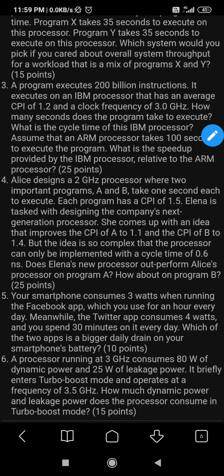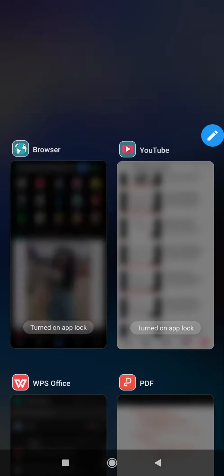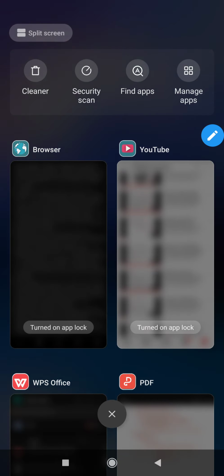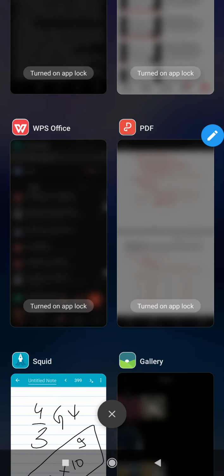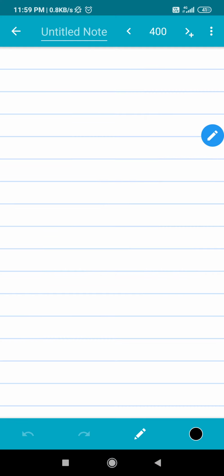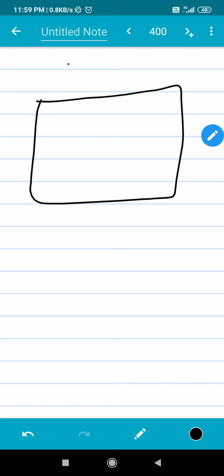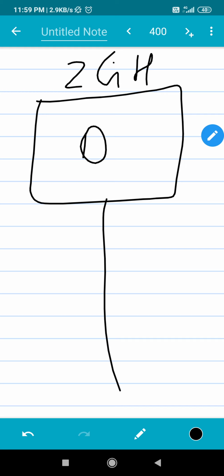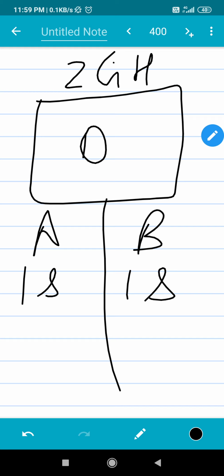Okay, so let's do the rest of the part of the performance metrics. Alice designs a 2 gigahertz processor, a core where programs A and B are both identical. Taking 1 second for illustration, with a CPI of 1.5.